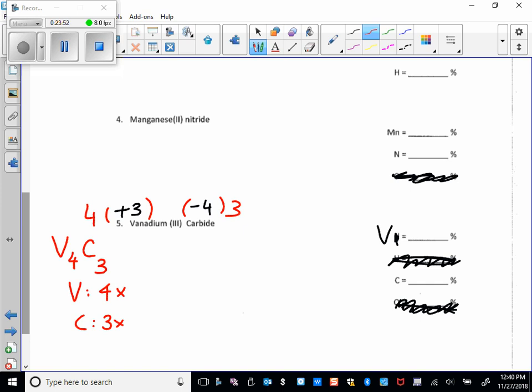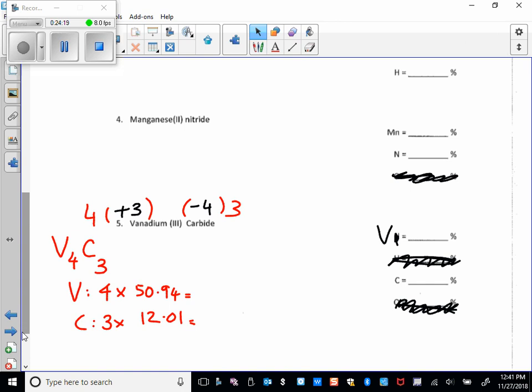By the mass. Who can tell me what the mass of vanadium is? 50.94. And what is the mass of carbon? 12.01. Go ahead, multiply, add, find the molar mass, and find the percent of vanadium and the percent of carbon in the compound.